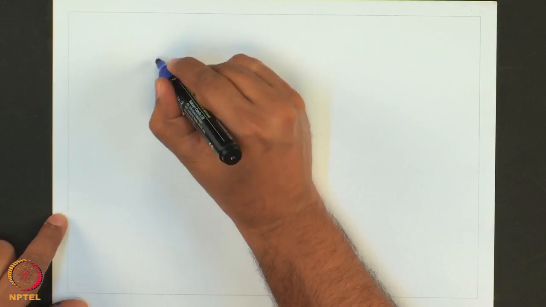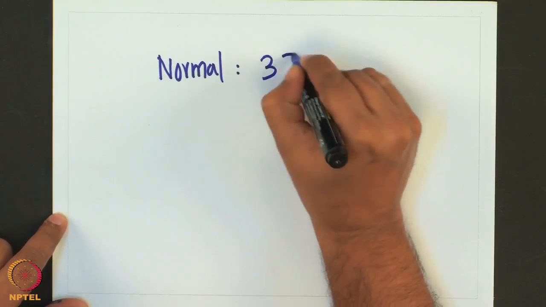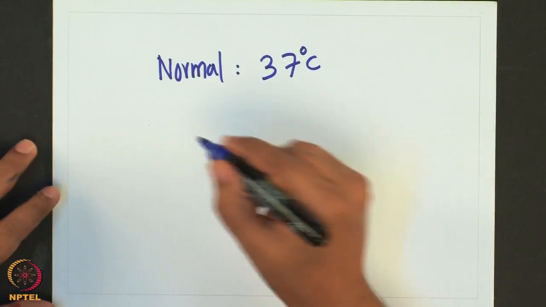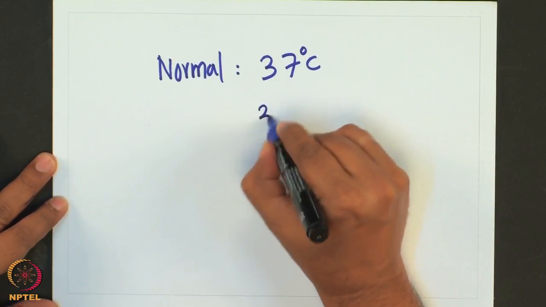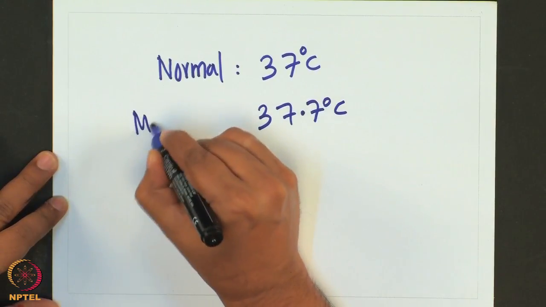We could think of many other examples, like so let us say we have temperature. So let us say we know that normal body temperature is 37 degrees Celsius, let us say, and now you have 37.7 degrees Celsius when you measured.